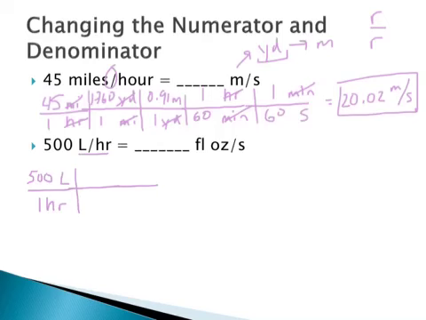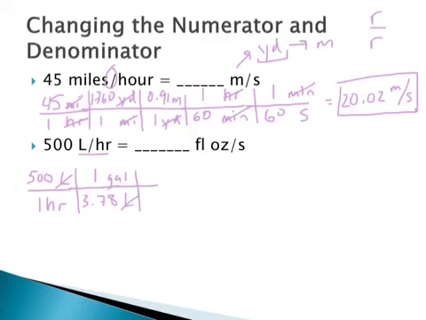Starting with liters, in order to get the fluid ounces, I need to first get from liters to gallons. So I'm going to use that conversion. The conversion says that for every gallon, you have 3.78 liters. In order to cancel out liters, I need to place liters in the denominator, and I'm going to put gallons up top. So I have 1 gallon is equal to 3.78 liters. Here, liters will cancel out, and I'm left with gallons per hour.